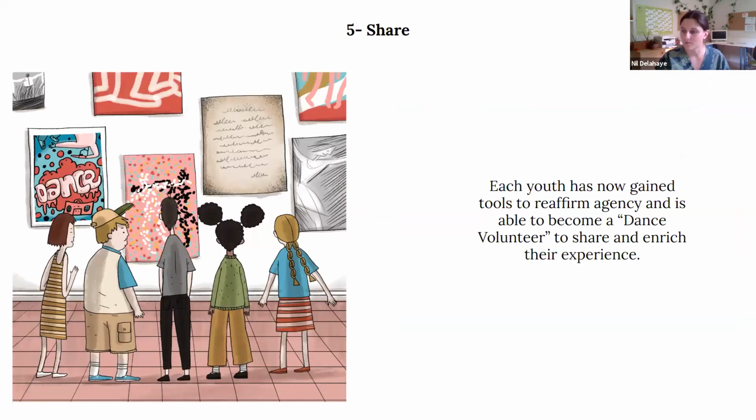So they have an exhibition where they show to each other what was their migrational or not path, what was their cultural path, and how they are building agency upon it, and how they can themselves now become those dancing volunteers, just like Salah.